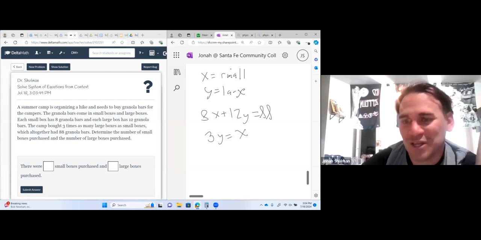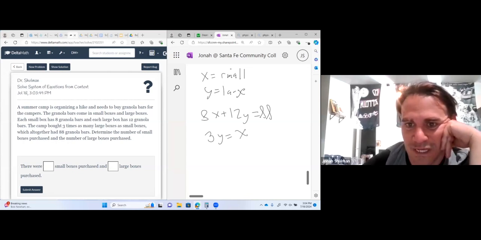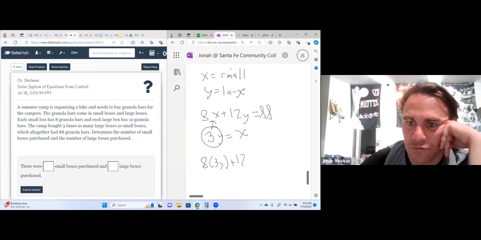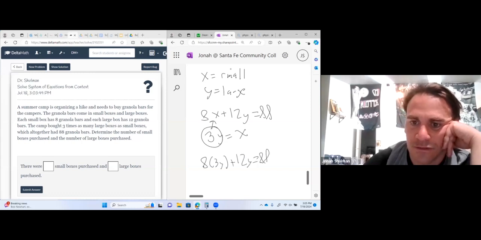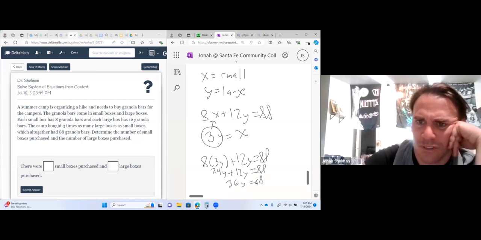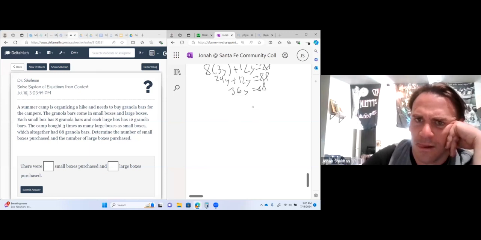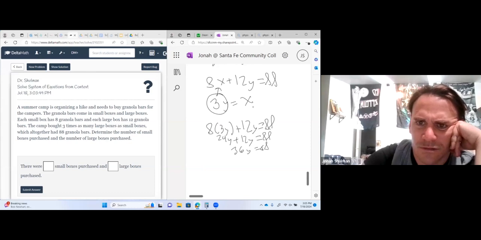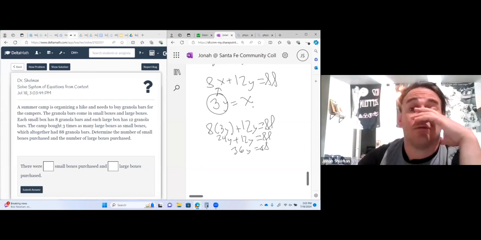Now, I can't really eliminate because I don't know the other side, but I can basically just take this and drop it in. So it's 8 times 3y plus 12y equals 88. So that's 24y plus 12y equals 88. That's 36y equals 88. I don't know, there could be something wrong here. 3 times as many large boxes. Yeah, it's the other way around.